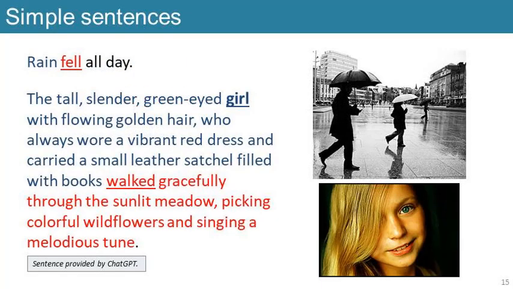Simple sentences are generally shorter than the other correct sentence types, but they can also be very long, as exemplified in the second sentence on the slide. The subject is blue and the predicate is red. The simple subject and the simple predicate, that is the finite verb, are underlined: girl and walked.